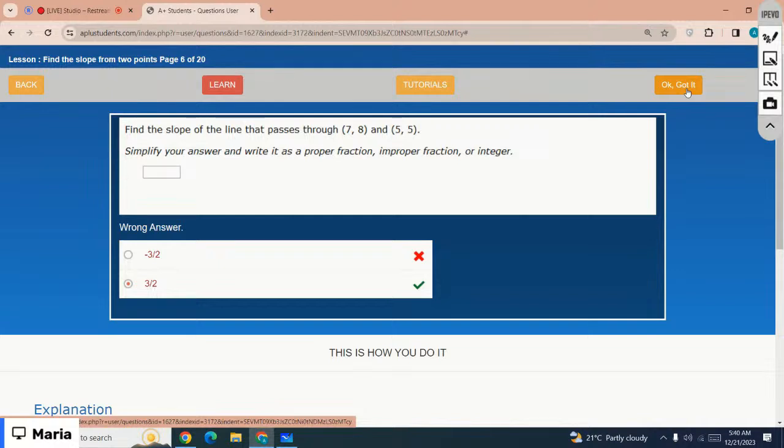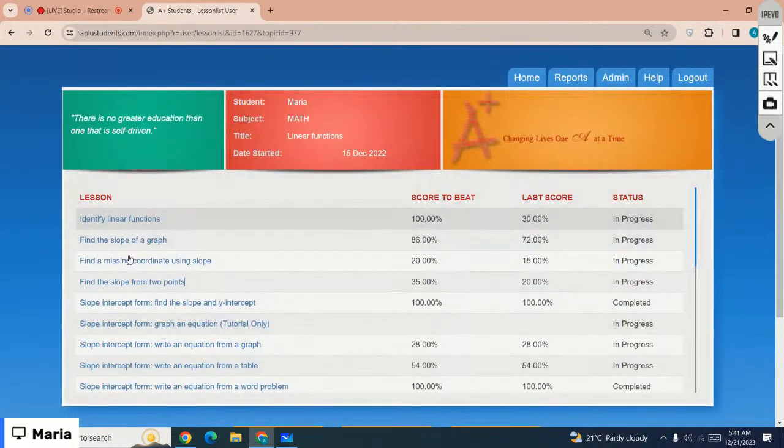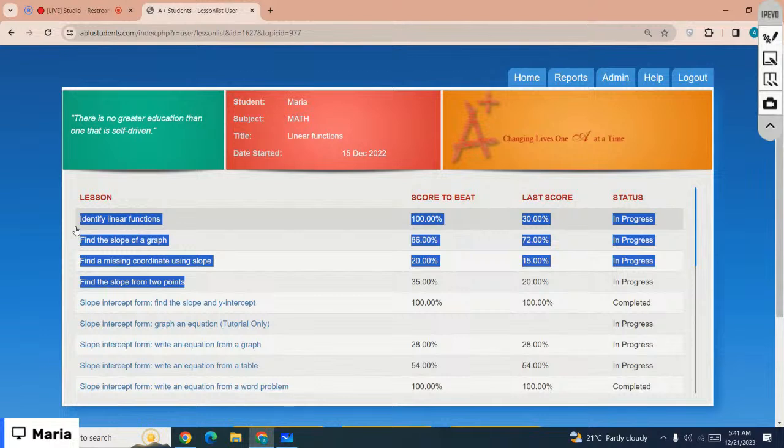Okay, you can complete the lesson by yourself later today. Okay, we are done with the lesson. So, we were working on grade 9 math. The chapter we are working on is linear functions, and the lessons we have covered today are identify linear functions, find the slope of a graph, find a missing coordinate using slope, and find the slope from 2 points, right?